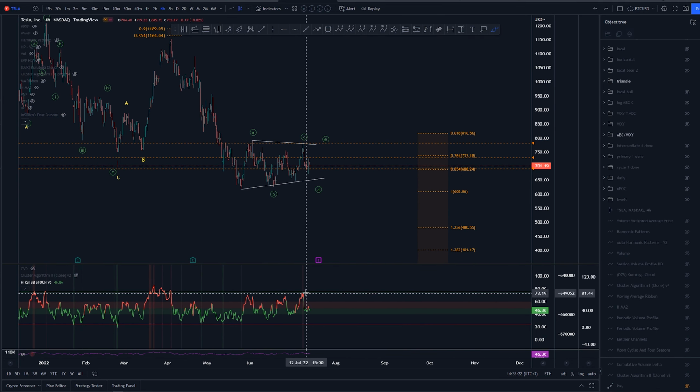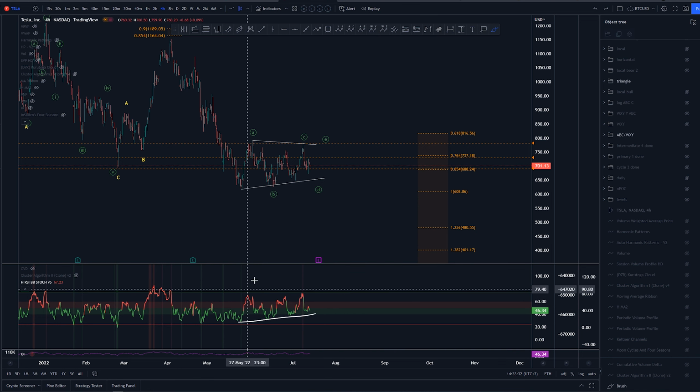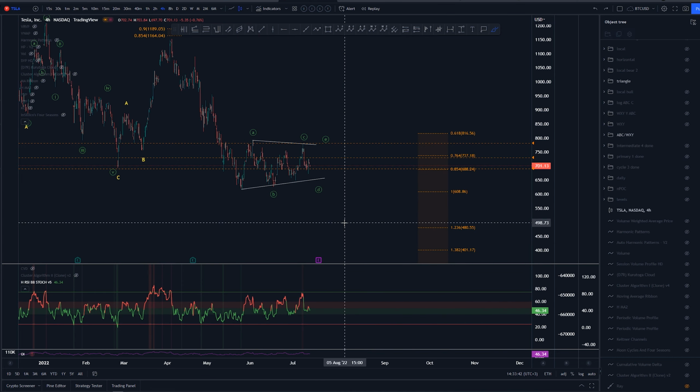RSI is making new highs here. That's why I don't like it. Lower trend line is going higher, ascending, and upper trend line is ascending as well. On a contracting triangle, the upper trend line should be descending, as the lower trend line is ascending. So that's why I don't like it. We'll keep track of it until it gets invalidated in price as well.